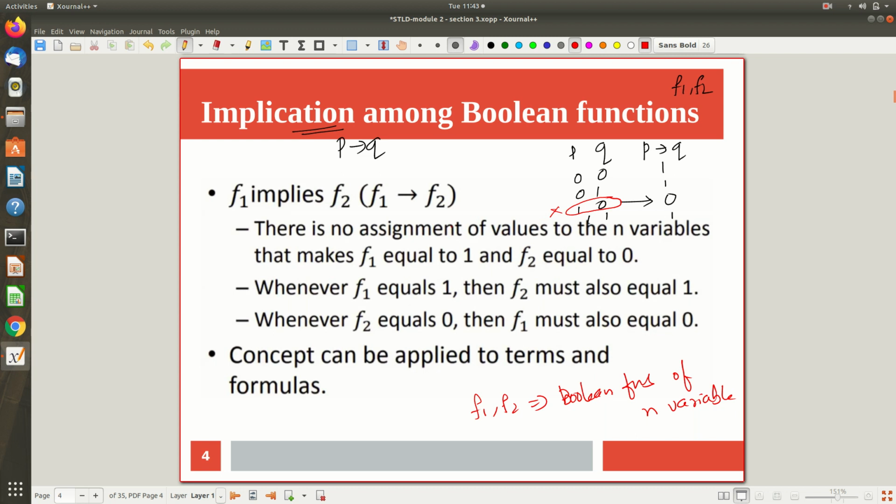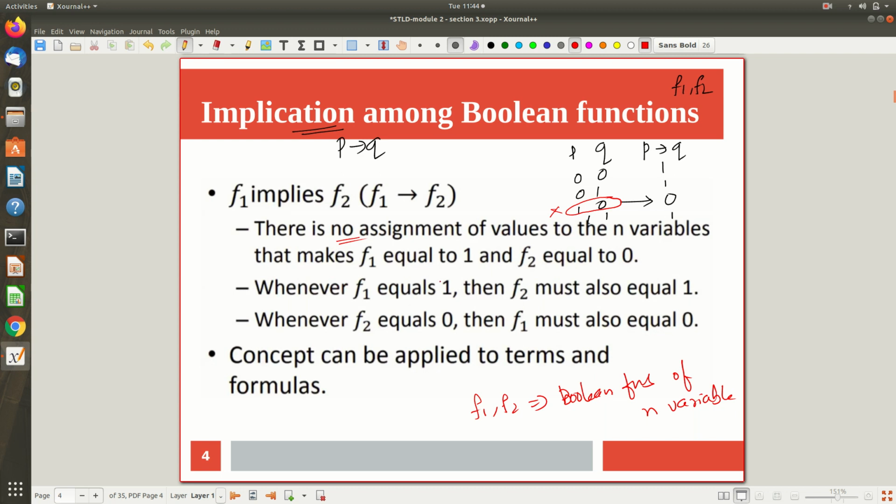Hope it is clear. For two Boolean functions F1 and F2, F1 implies F2 only when the three cases hold: both are 0, 0 and 1, 1, all are fine, but 1, 0 is not allowed. That means the assignment of the n variables gives me a value for F1 as 1 and F2 as 0. F1 evaluating to 1 and F2 evaluating to 0 is something that should not happen. That is my requirement. So I don't want this to happen. There is no such assignment.